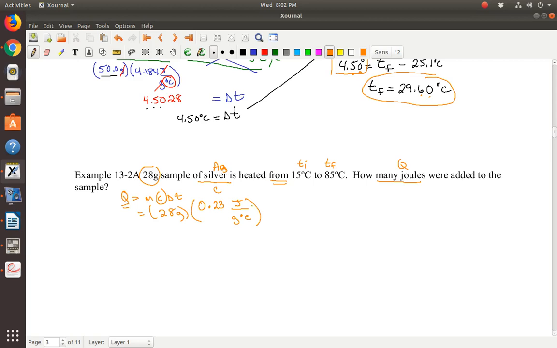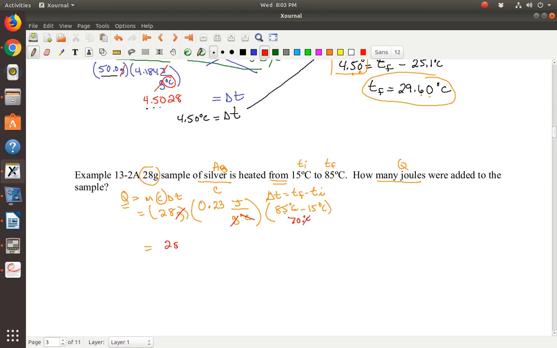Now we have to do delta T. Well, delta T, we can calculate. Delta T is T final minus T initial. So I can go ahead and put that here. The final temperature of 85 minus the initial temperature of 15. So there's your delta T. Now I can do Q. So notice that the grams cancel. The degrees Celsius will cancel because 85 minus 15 is what? 70 degrees. And it's got to have two decimal places because the ones place here. So that those C's will cancel.